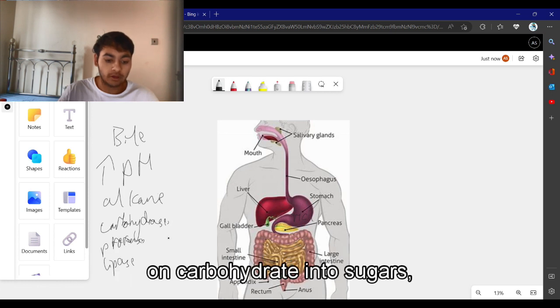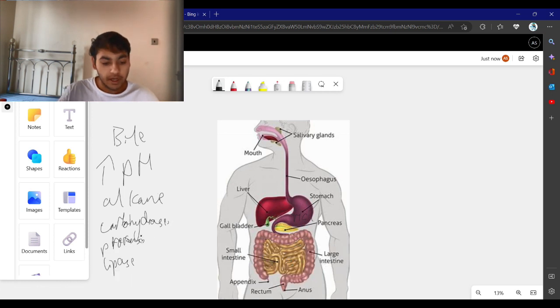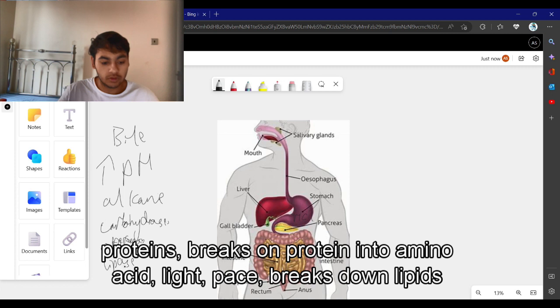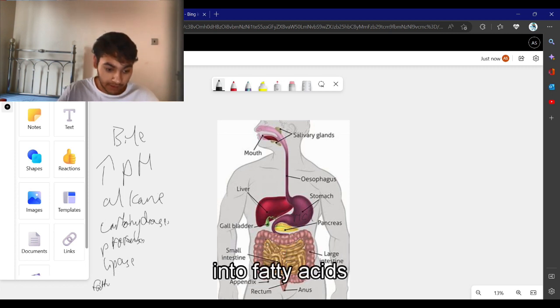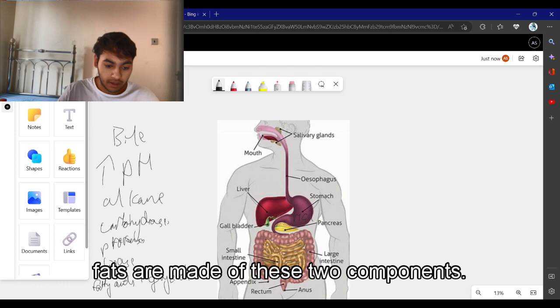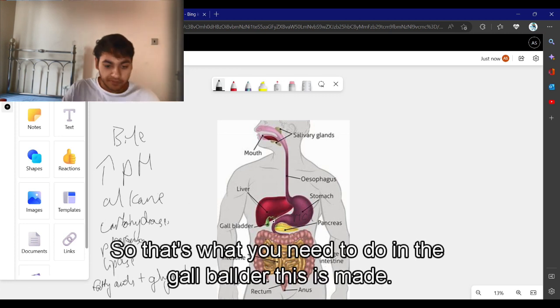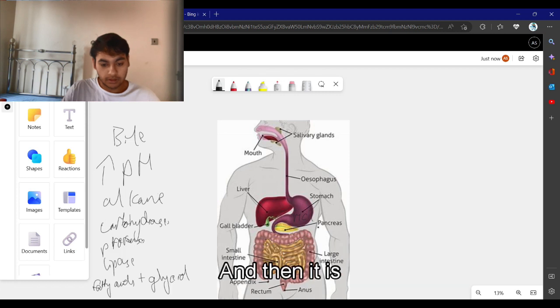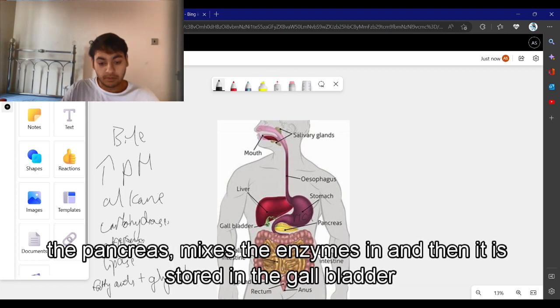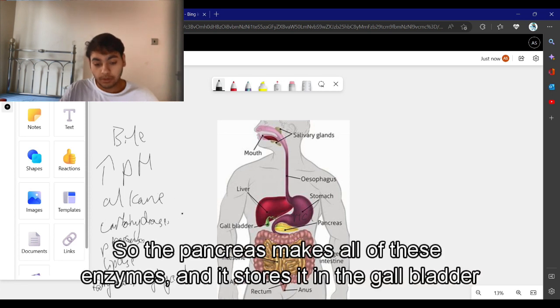So carbohydrase breaks down carbohydrates into sugars. Protease breaks down protein into amino acids. Lipase breaks down lipids into fatty acids and glycerol, since fats are made of these two components. So that's all you need to know. My bad, the pancreas makes all of these enzymes and stores them in the gallbladder.